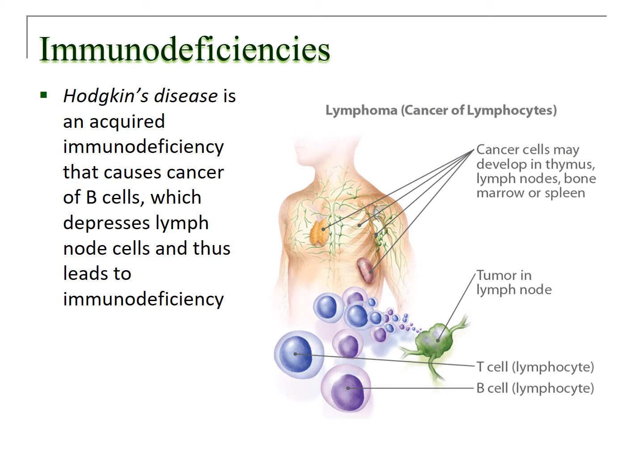Hodgkin's disease is an acquired immunodeficiency. So this is not something that somebody's born with. It is acquired. This causes cancer of B cells, and this depresses lymph node cells, and this is what's going to lead to an immunodeficiency. These cancer cells can develop in the thymus, the lymph nodes, the bone marrow, or the spleen. So not only the places where naive and mature immunocompetent T and B cells reside, but also where they're actually formed.